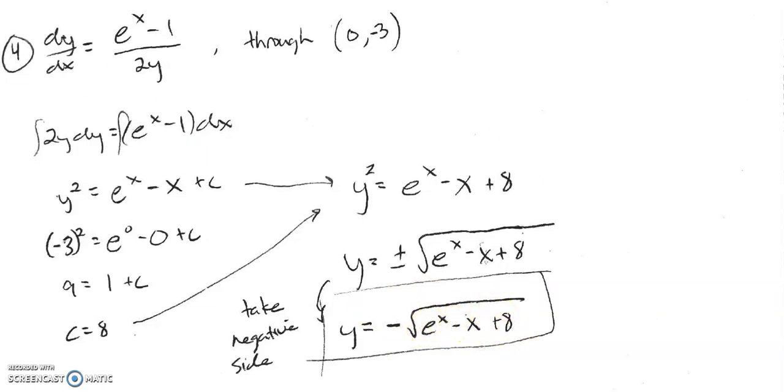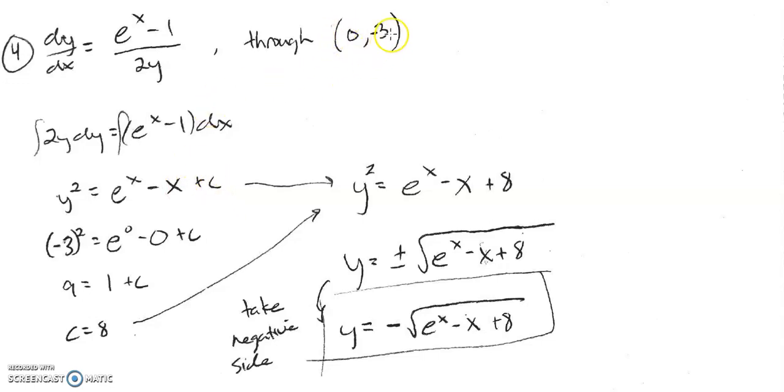So let's walk through that. I multiply by the 2y, multiply by the dx, cross multiply there. 2y dy equals e to the x minus 1 dx. Then I integrate both sides. On this side, I get y squared. It's power rule. E to the x integrates to e to the x, minus 1 integrates to minus x, and then we get our constant.